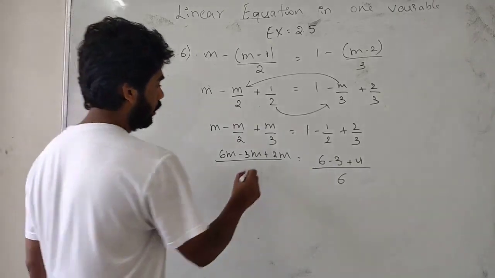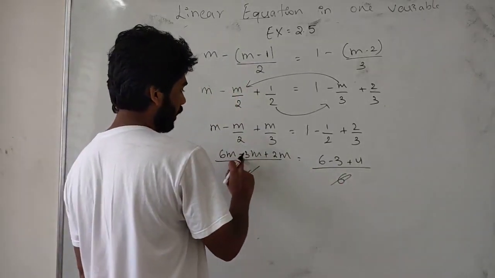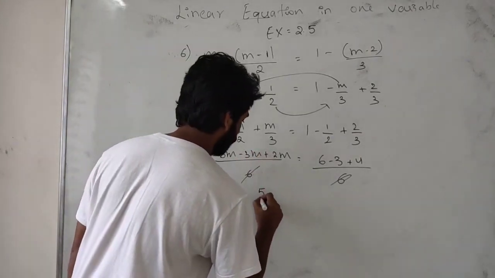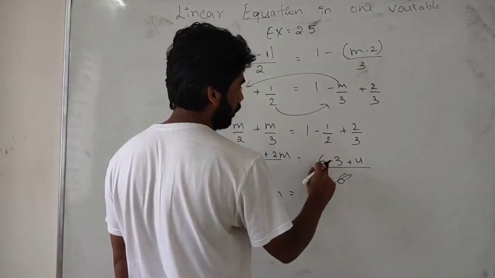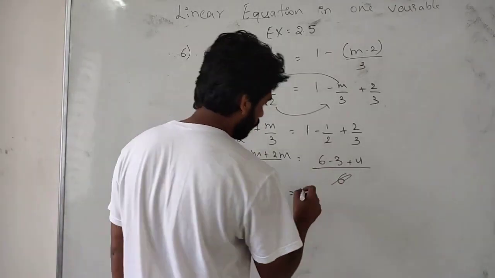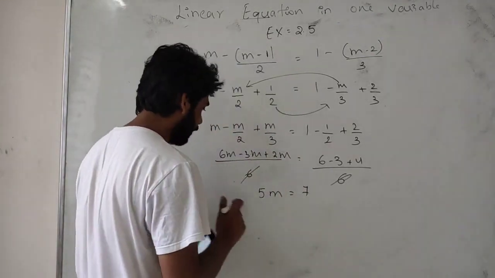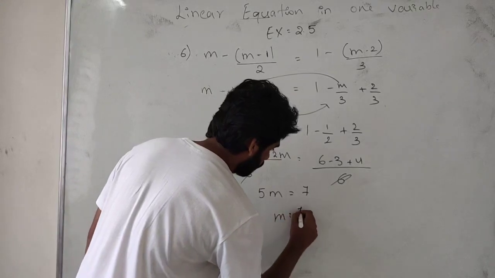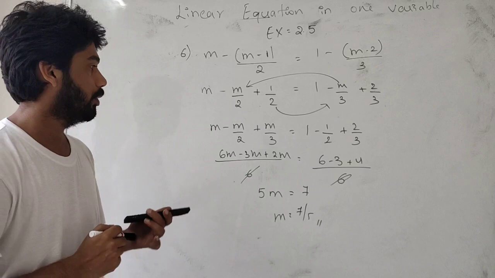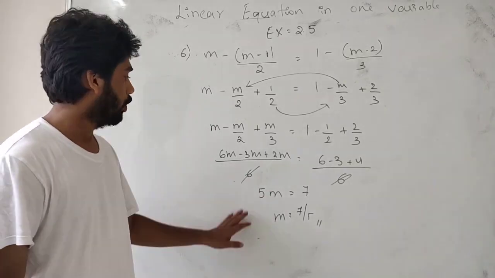In this way, the 6 cancels. 6m minus 3m is 3, 3m plus 2m is 5m. It is equal to 6 minus 3 is 3, 3 plus 4 is 7. So here I will get the m value as 7 by 5. This is the solution. In this way you have to solve this problem.